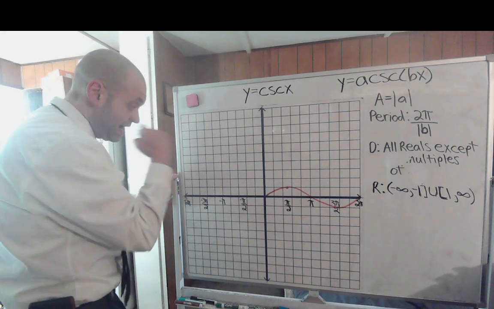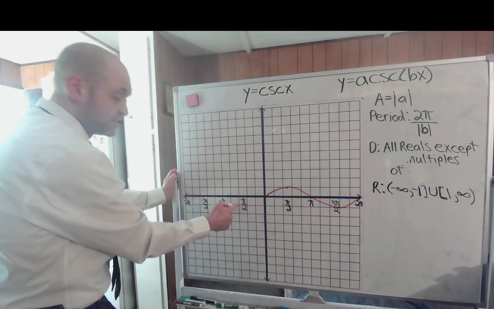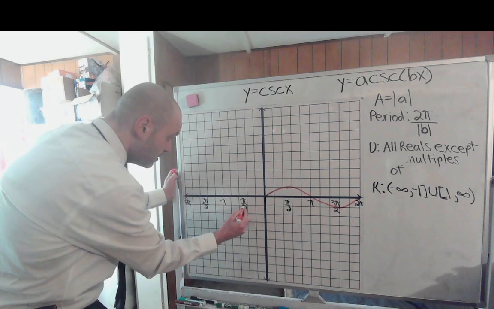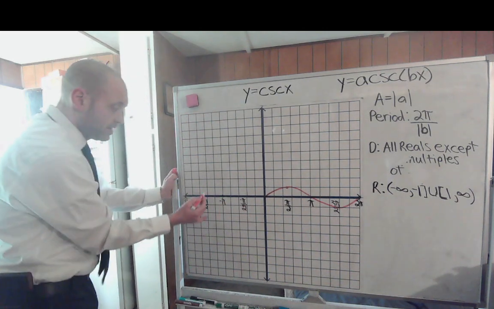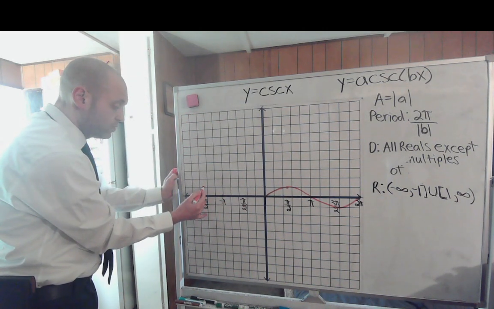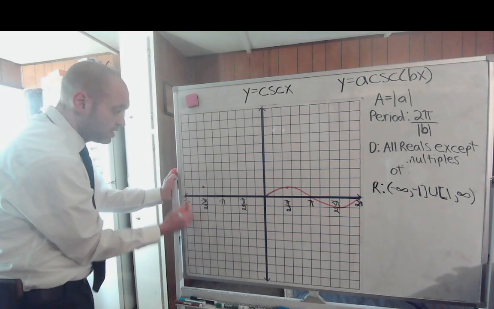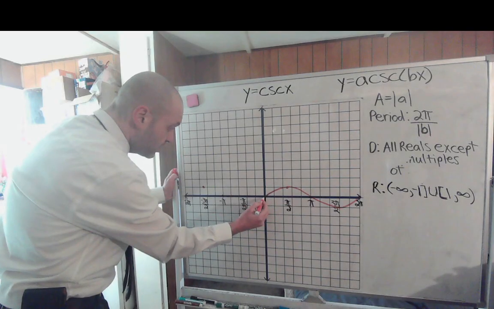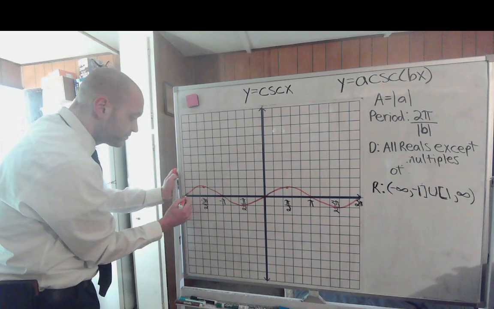Alright, now, at negative pi over 2, the sine is negative 1. At negative pi, the sine is 0. At negative 3 pi over 2, the sine is positive 1. Then at negative 2 pi, the sine is 0. So I'm drawing the graph of the sine function in red.